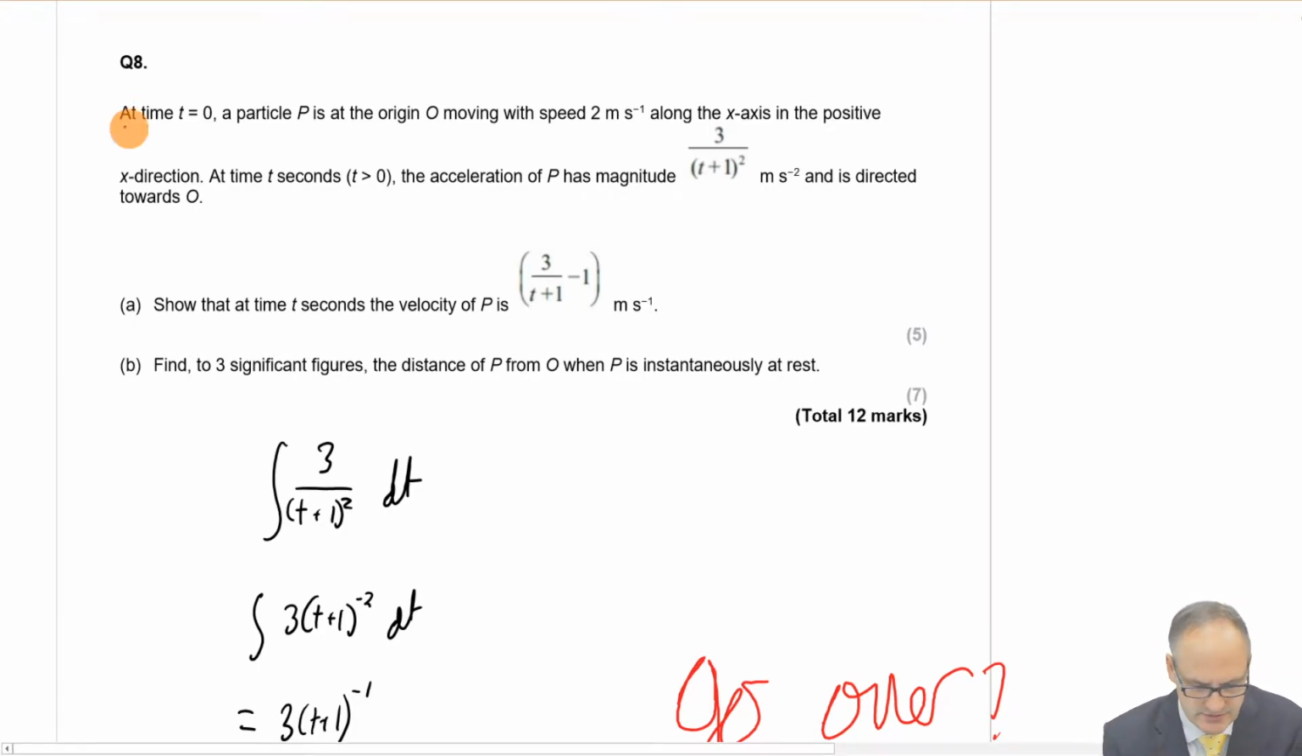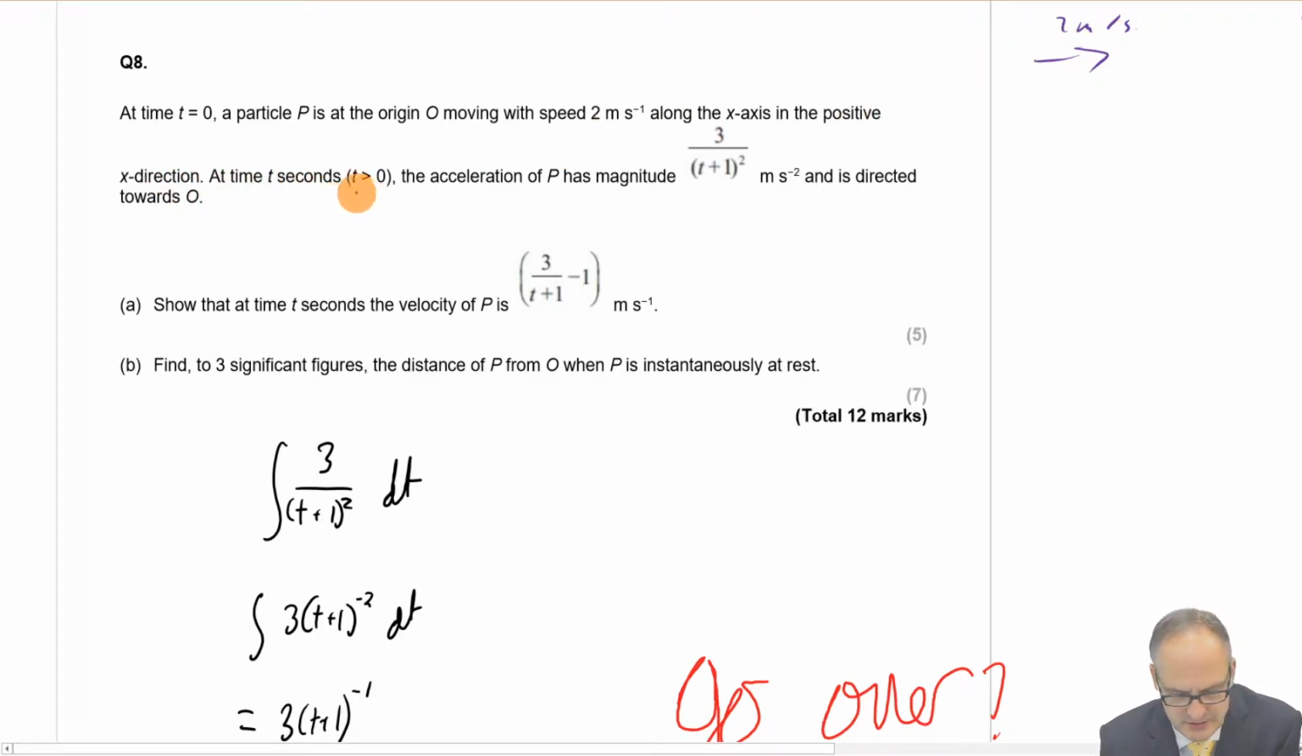Okay, let's have a look at this question. So what we've got here: at time t equals 0, particle P is moving from the origin with speed 2 meters per second along the x-axis in the positive x direction. So it's doing that at t equals 0, 2 meters per second. Just write down your thoughts.